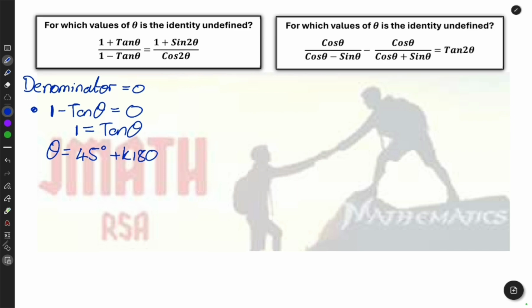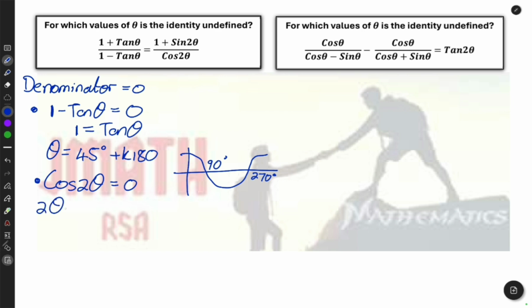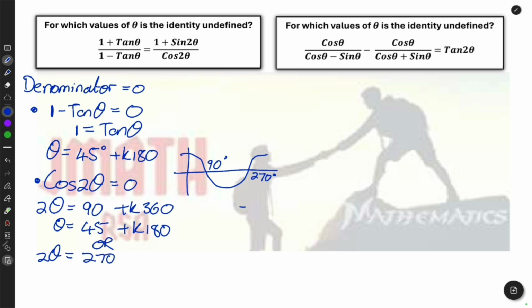Now I must also cover the other denominator and say this is also undefined if cos 2 theta is equal to 0. In this case, I need to remember the cos graph, and the cos graph says it's 0 at 90 and 270 degrees. So now I'm just going to write that for them, and that would be the answer to the question. So 2 theta is equal to 90 plus k 360, therefore theta is equal to 45 plus k 180, or 2 theta is equal to 270 plus k 360, and that gives me 135 plus k 180. Perfect. So that was the denominators.